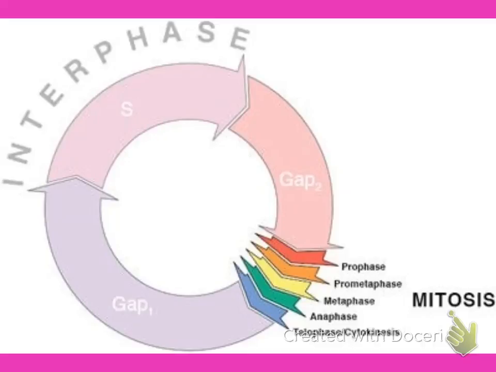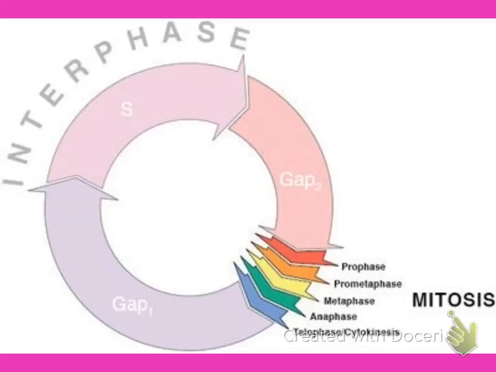The cell cycle is the series of events that a cell goes through as it divides and grows into new cells. Interphase is phase 1 in the cell cycle. It happens before the 4 phases of mitosis. It's divided into 3 parts, G1, S, and G2.